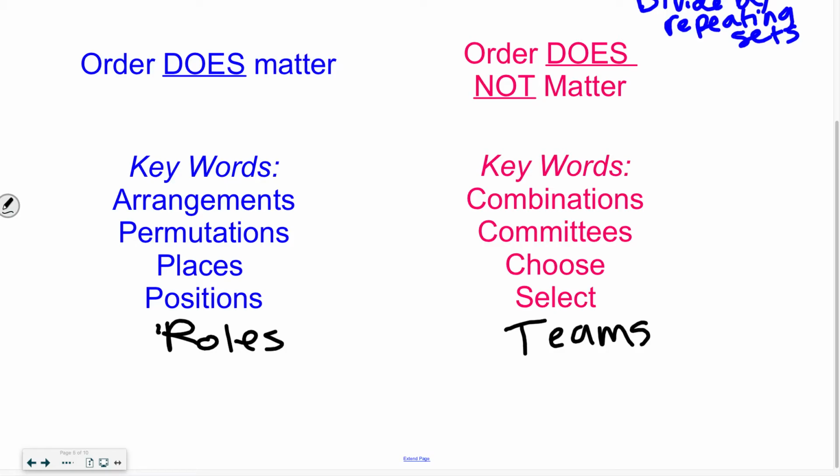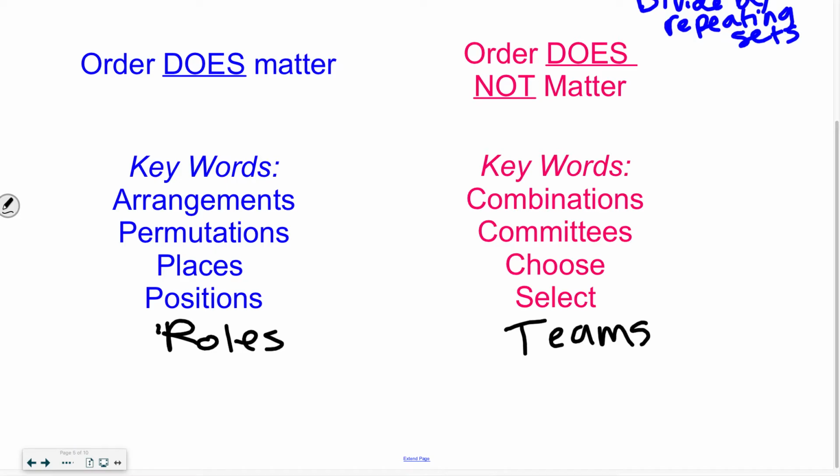Like, spring tryouts are happening right now. At this point in time, you want to make the team. That's all you care about, right? Making the cut. It doesn't matter where you are on that list. That would be a combination as long as you get selected for the team, and then when you get chosen for your positions on the team, then order starts to matter, right?